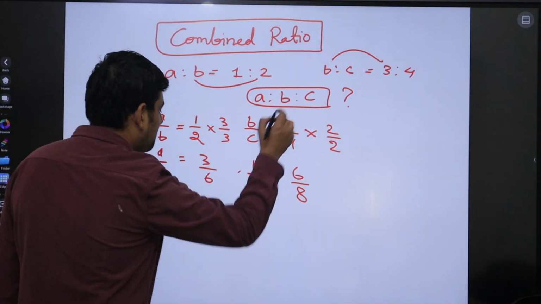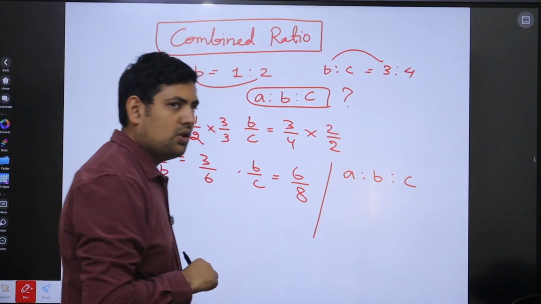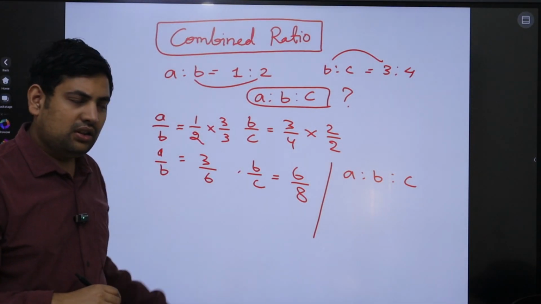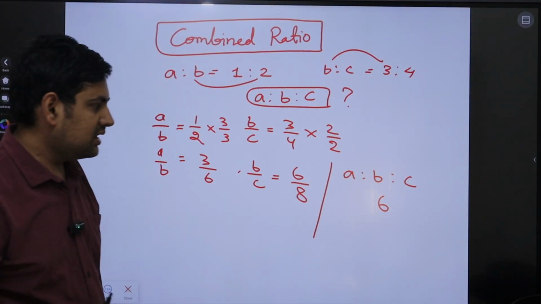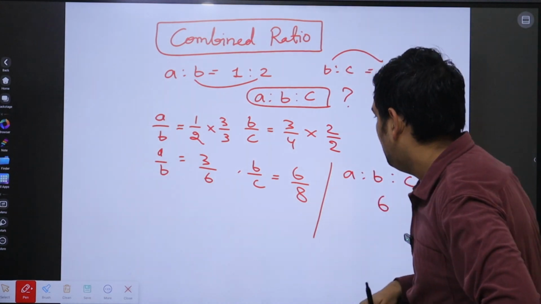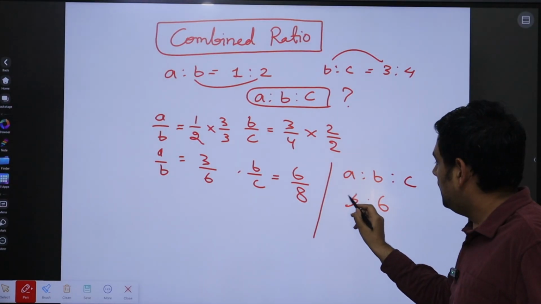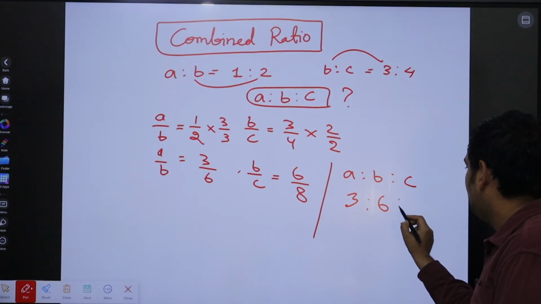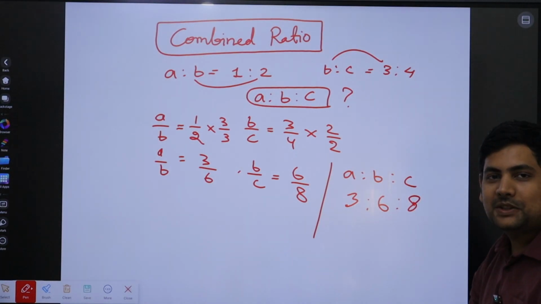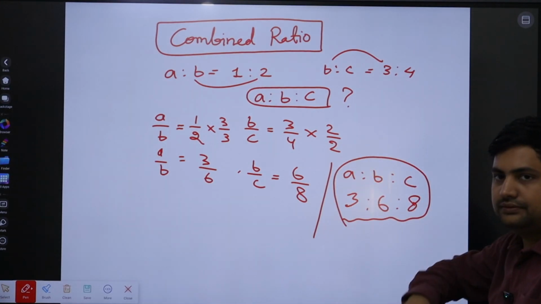Now can I write A ratio B ratio C? Yes. Now I can write A ratio B ratio C. How? B is 6 in both. So I put B first, that is 6. Now if B is 6, what is the value of A? When B is 6, A is 3. When B is 6, C is 8. So what you get? 3, 6 and 8. Understood? So 3, 6 and 8 is the final ratio.